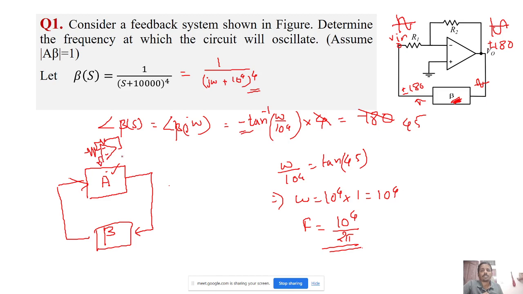Inverting configuration. So what is the gain of this amplifier? This is minus R2 by R1. Okay, so if I give some signal here, there is a 180-degree phase shift. So we just take that 180-degree phase shifted signal.